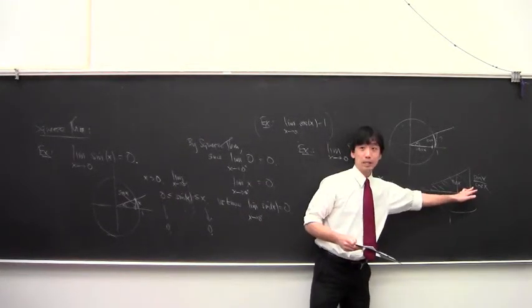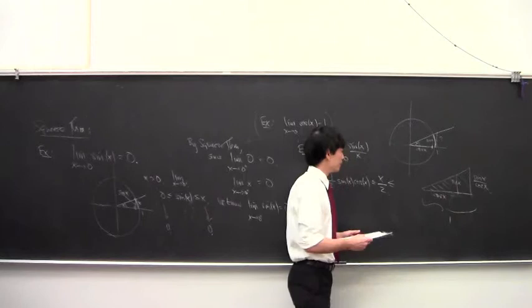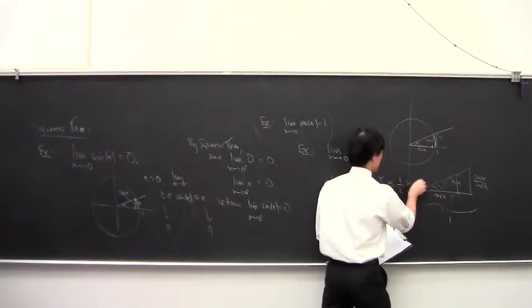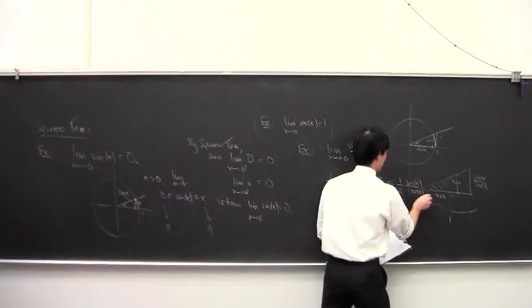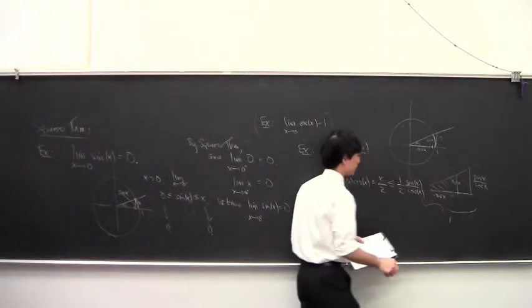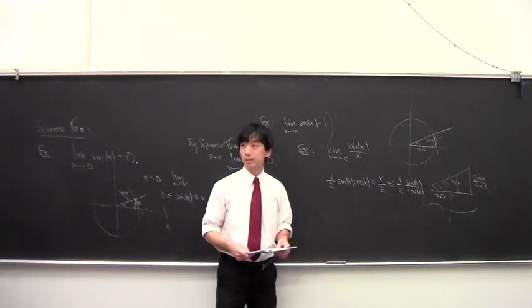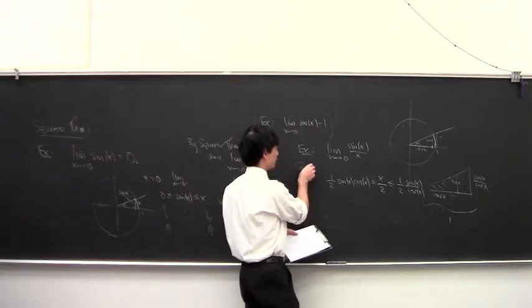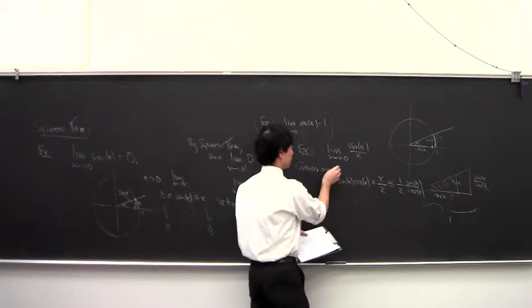And then what's the area of the last one? It'll be 1/2 base times height again, right? So 1/2, 1 times sine x over cosine x. Okay. So consider areas.